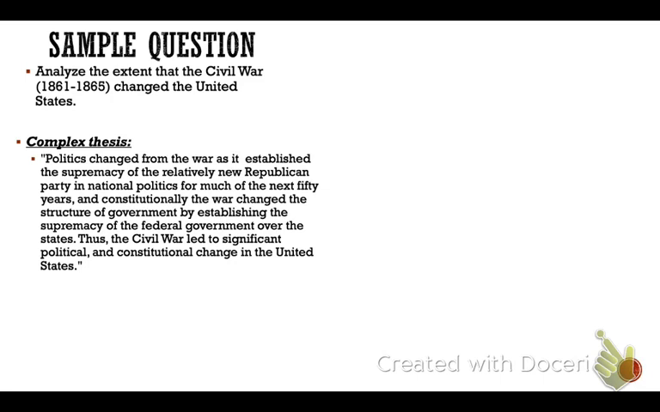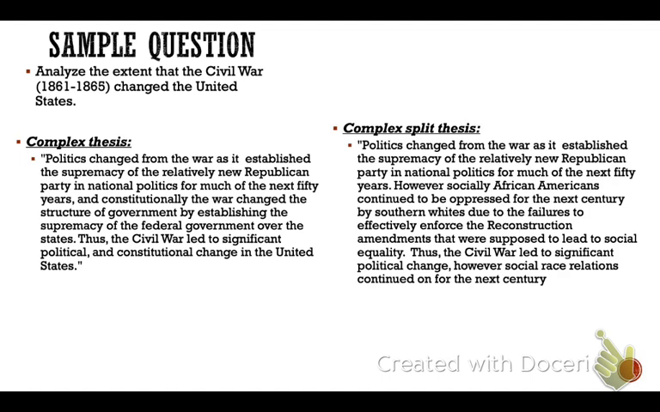So if this were to be a complex split thesis, here's an example of a complex split. Politics changed from the war as it established the supremacy of the relatively new Republican Party in national politics for much of the next 50 years. However, socially, African Americans continued to be oppressed for the next century by Southern whites due to the failures to effectively enforce the Reconstruction Amendments that were supposed to lead to social equality. Thus, the Civil War led to significant political change. However, social race relations continued on for the next century. So realize this is a complex split because, again, I have multiple topics I'm going to explore, but instead of just exploring the changes, I'm also looking at the continuities.